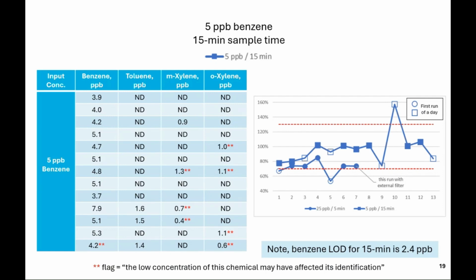This first slide shows the VOC analyzer measuring close to 5 parts per billion of benzene at a 15-minute sample time. For all 13 of these tests, we're measuring very close to the 5 ppb value. Most of these deviations from 5 ppb occurred during the first test of the day, which is represented by that open square or open circle on the plot. And you can see in the table that there's an occasional trace measurement of toluene or xylene, but these values are below the limit of detection.